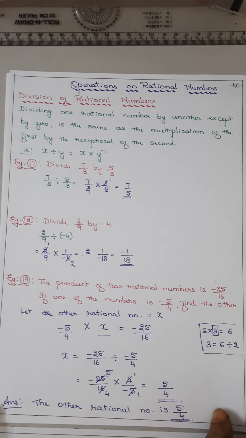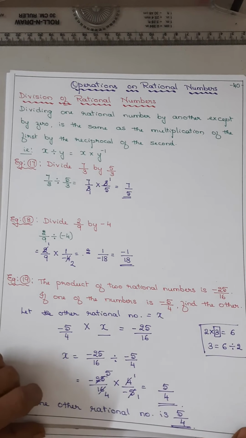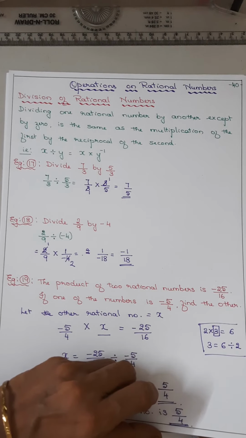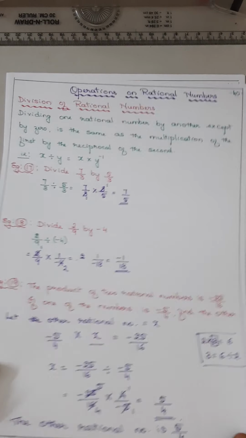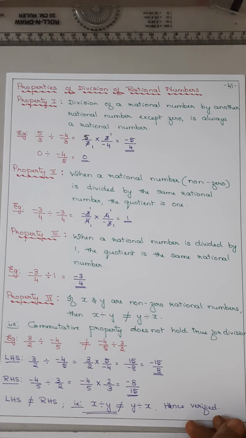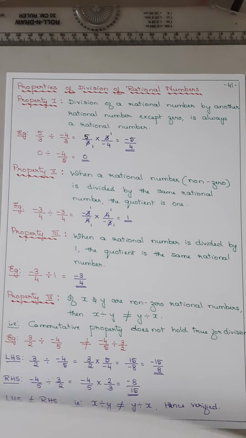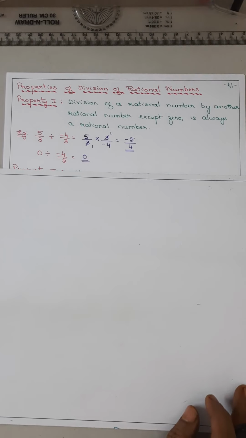In a subtraction also we had this type of a word problem, isn't it? So here also, hope you have understood these examples. Now coming to the properties of the division of rational numbers. In all the others, addition, subtraction, multiplication, we have discussed the properties. Now, properties of division of rational numbers.